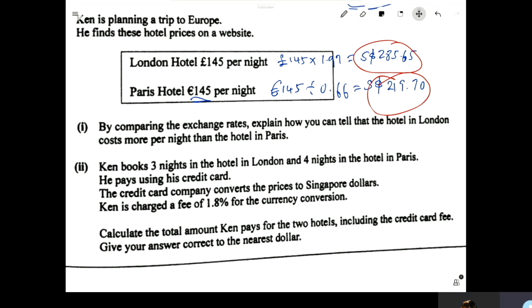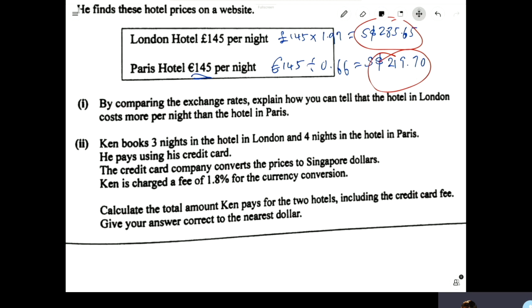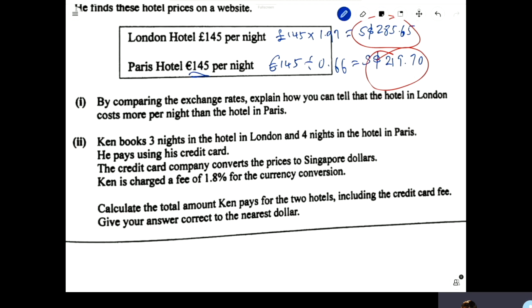So Ken booked 3 nights in a hotel in London and 4 nights in Paris. Calculate the total amount he paid for the two hotels, including the credit card fee, correct to the nearest dollar. Is this Sing dollar? Yeah, so everything converted to Sing dollar. All you have to do is to multiply it. So London, 3 nights, so it's 3 times 285.65. That's London. Then Paris, 4 nights, 4 times 219.70.